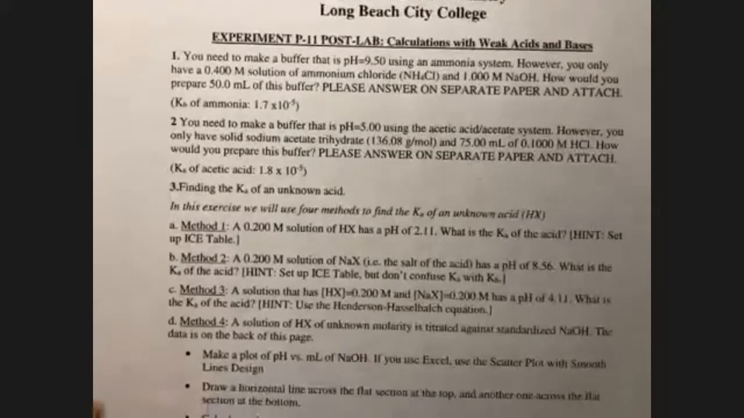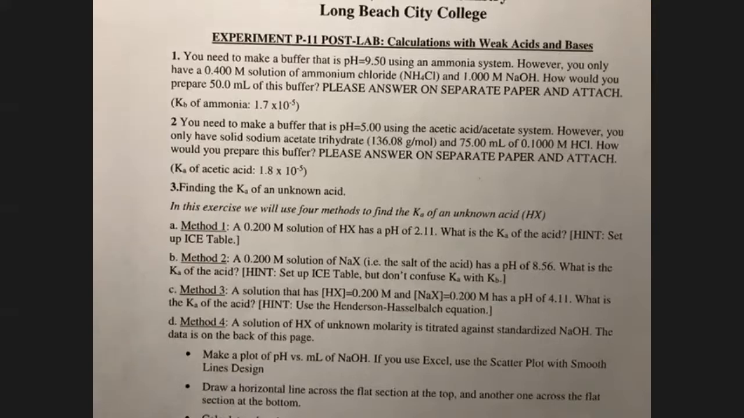You need to make a buffer that is pH 5.00 using the acetic acid acetate system. However, you only have solid sodium acetate trihydrate and 75 milliliters of 0.1 molar HCl. How would you prepare this buffer? So similar as before, you have to make a buffer, but you only have one of the components of the buffer. And then you have, in this case, a strong acid to deal with. All right. So as you can imagine, we're going to do a similar approach to what we did in the previous exercise, right?